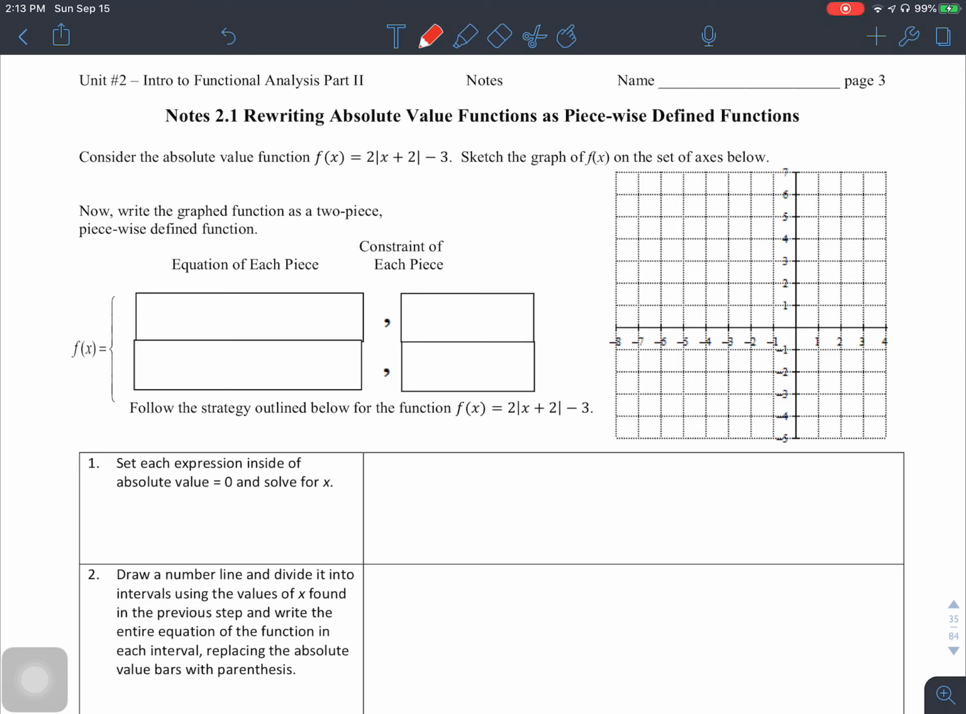Got chapter 2 here, notes 2.1, rewriting absolute value functions as piecewise defined functions. Consider the absolute value function f of x equals 2 times the sum of the absolute value of x and 2. Then subtract 3. Sketch the graph on the set of axes below.